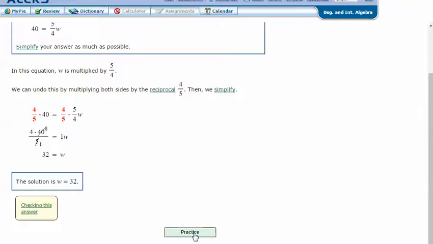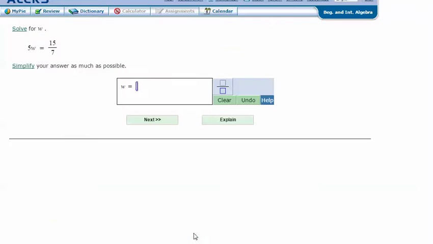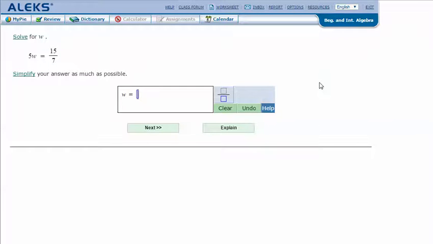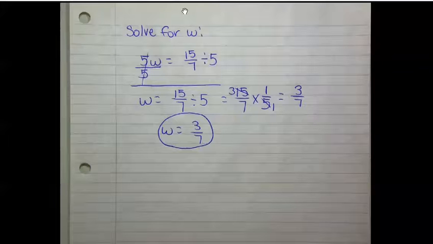Let's try another one. Solve for W. 5W equals 15/7. Here are my notes. Solve for W. 5W equals 15/7. And so here we're multiplying 5 times W, and so to cancel this out, the opposite of multiplying is to divide, so we're going to divide both sides by 5.